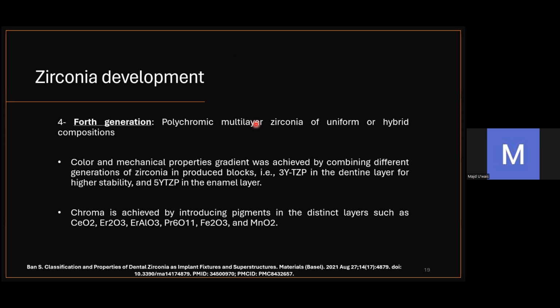For example, the 3% stabilized zirconia, the first generation, is used in the dentine layer for higher stability and strength, and combined with 5% partially stabilized zirconia in the enamel layer for better translucency. So the resulting structure will not only have a color gradient, but also a gradient in mechanical properties. Also, the second improvement in this generation is that they manipulate the chroma by adding pigments such as ceria and iron pigments.